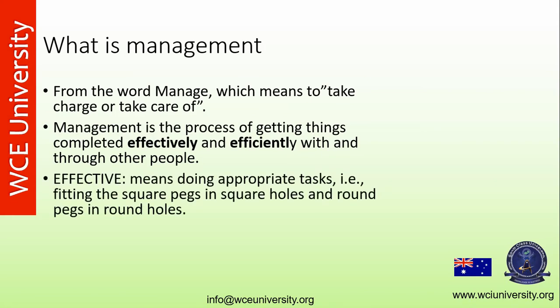What does being effective mean? It means doing appropriate tasks, and that is, for example, fitting the square pegs in square holes and round pegs in round holes. If you put square pegs in round holes or round pegs in square holes, it means you're being ineffective. So being effective means doing things appropriately.